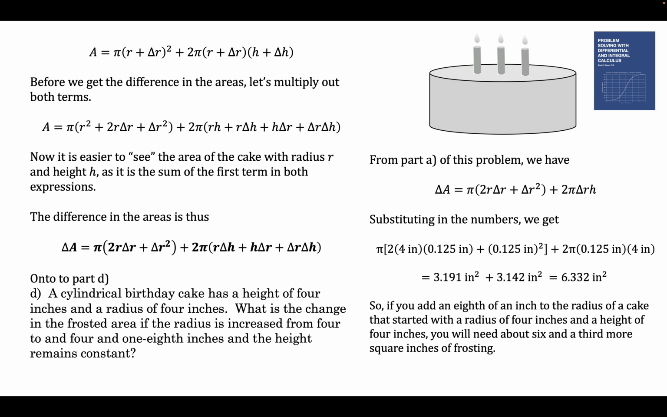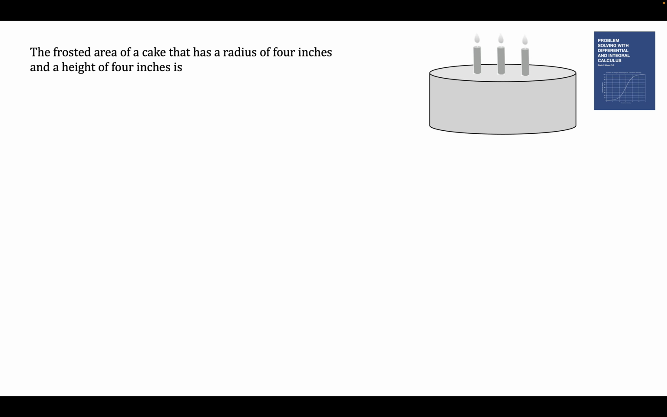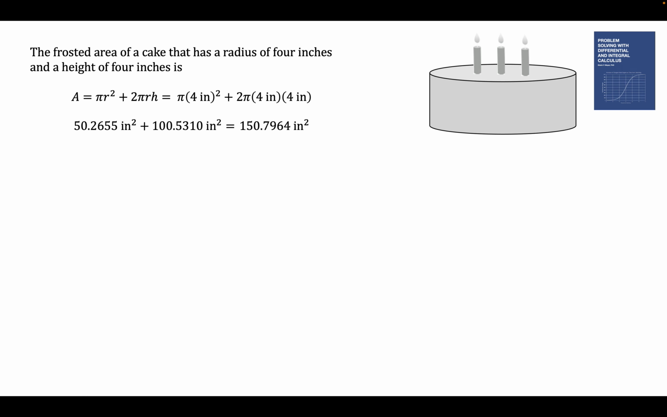We have to put more on the side, and we have to put more on the top because the top got bigger. We can check this, and you should always check it using the normal equation twice. We can plug in 4 inches. That's where we start. And we can calculate the frosted area, 150.7964 square inches, the frosted cake.